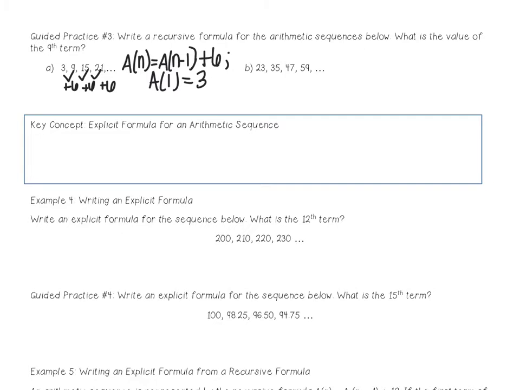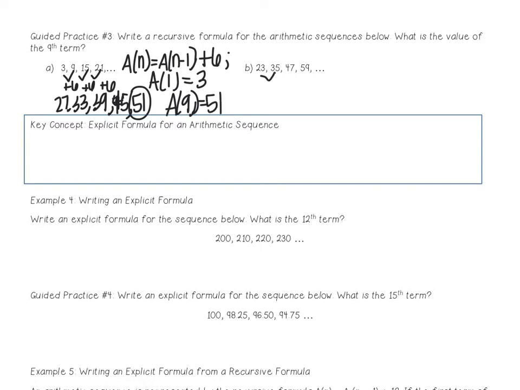They want to know the 9th term, so we're going to continue the pattern. We're going to go 21, and then it'll be 27, and then 33, and then 39, and then 45. And then 51. So A sub 9 is going to be 51.